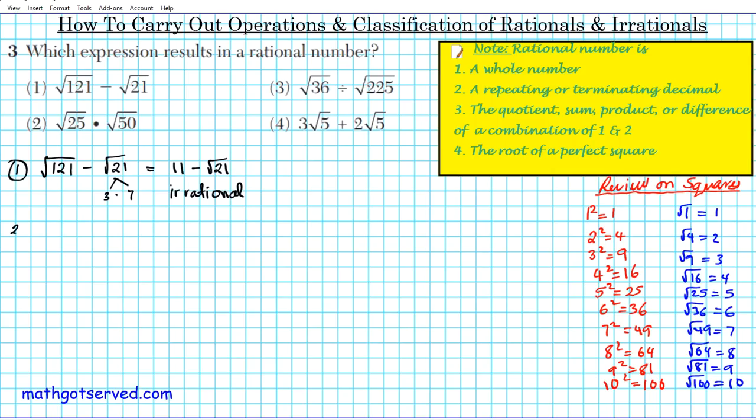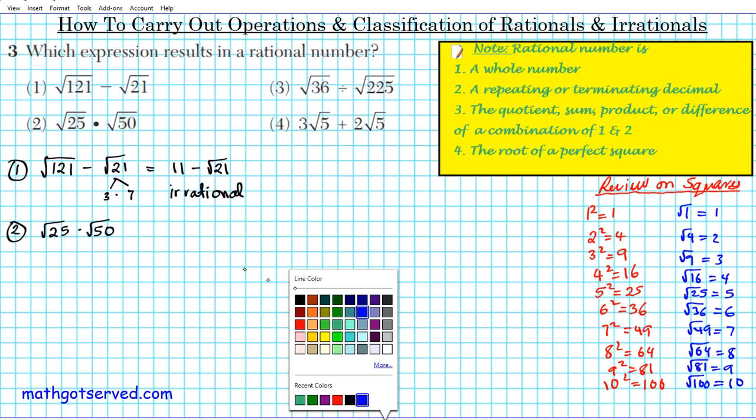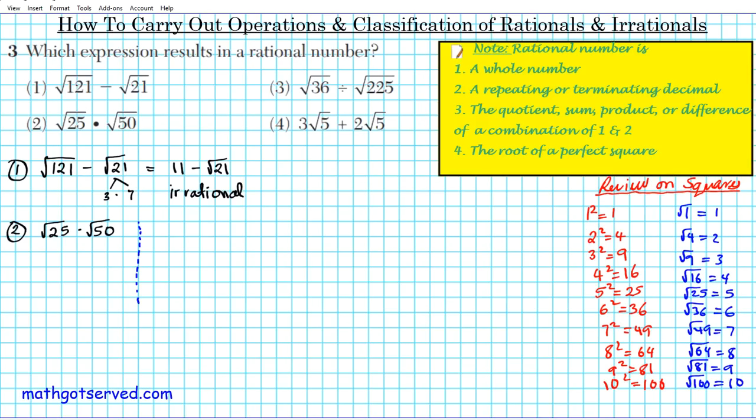Let's take a look at question 3, option 2. The square root of 25 times the square root of 50. Let's separate these, okay? So what is the square root of 25? Square root of 25, if you look at our list right here, square root of 25 is 5, okay?